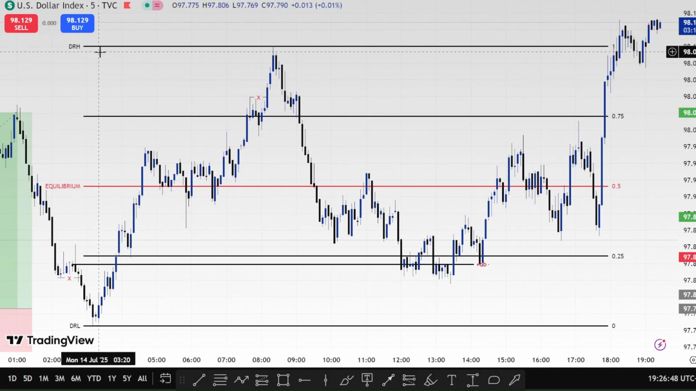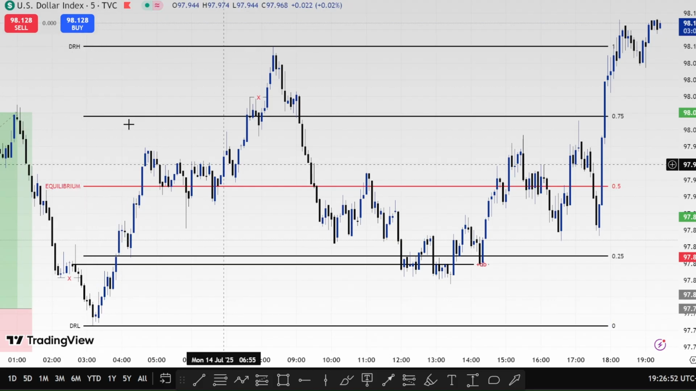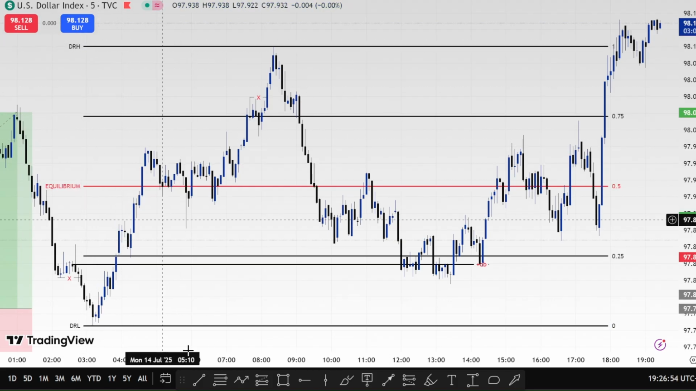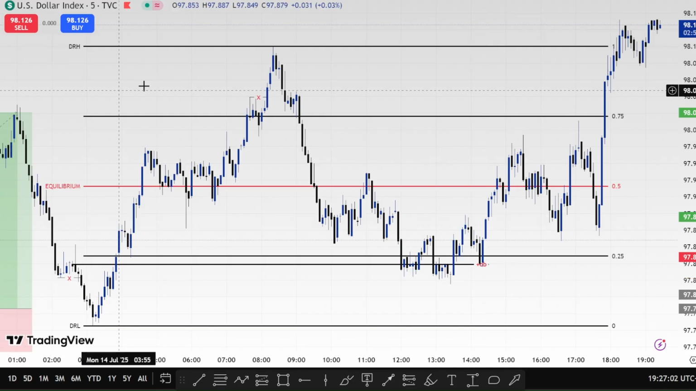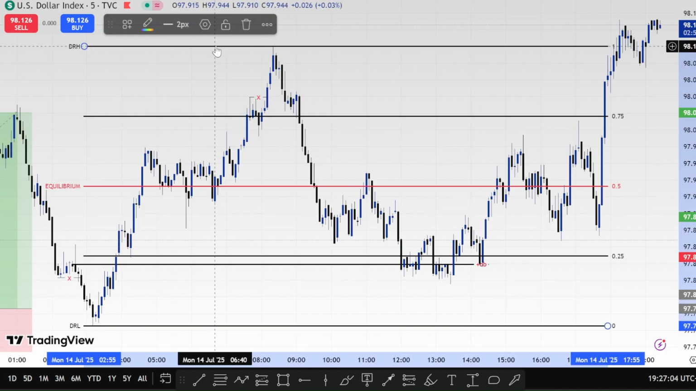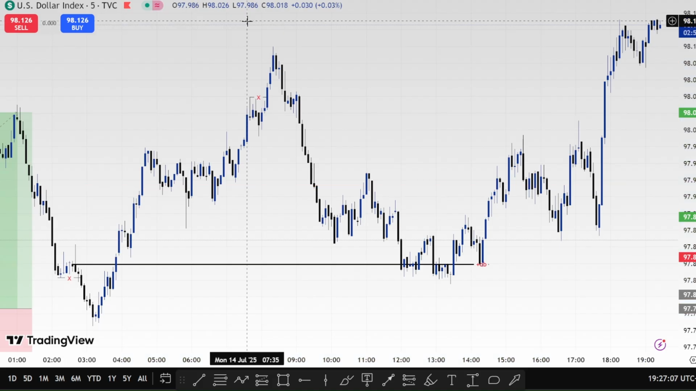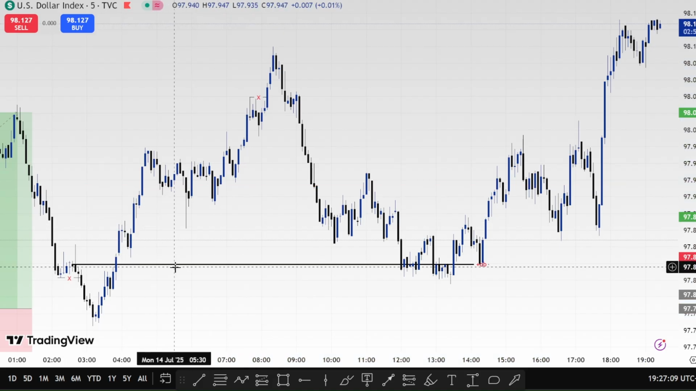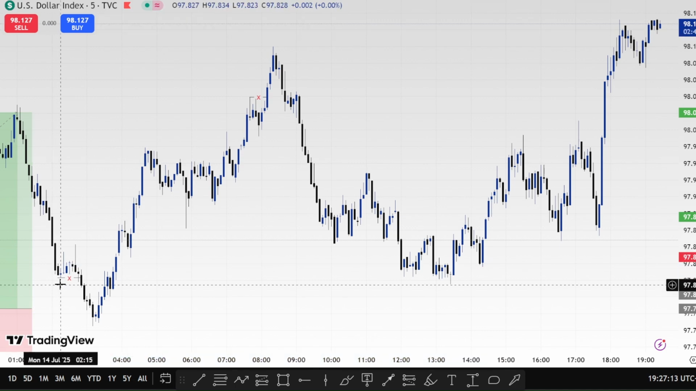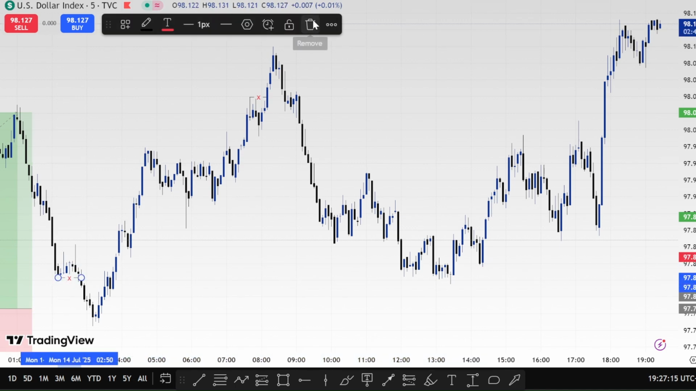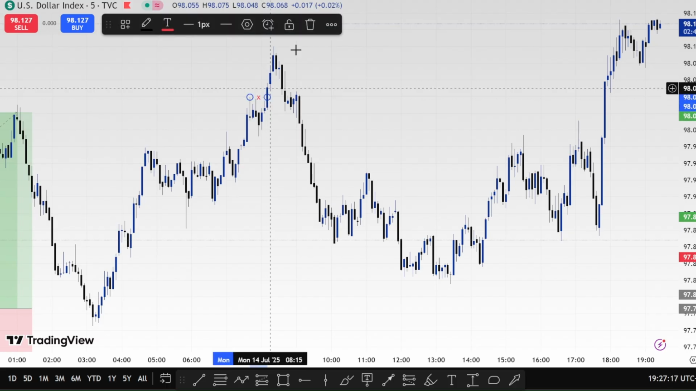So what are you seeing here? These lines are the dealing range. The strategy is called dealing range. First, I look for my dealing range. I started by looking for one dealing range. It's very simple and easy to look for.